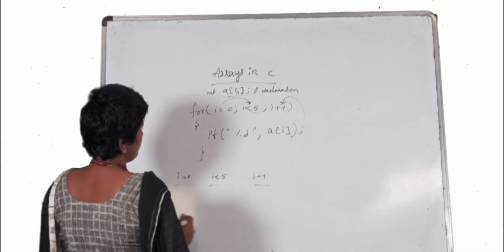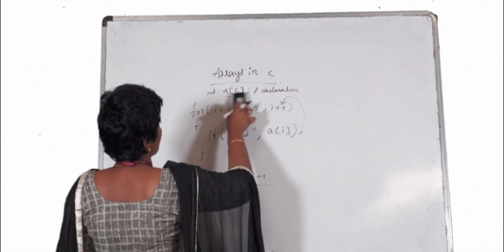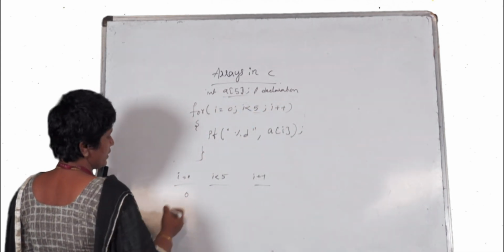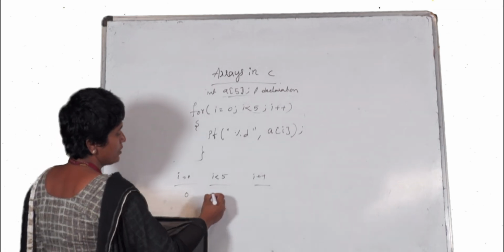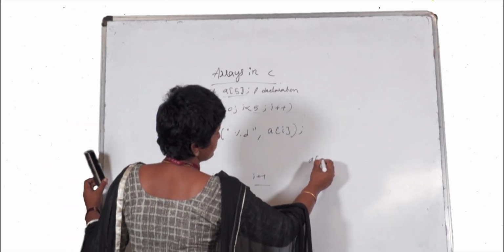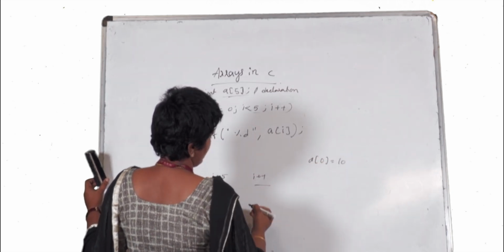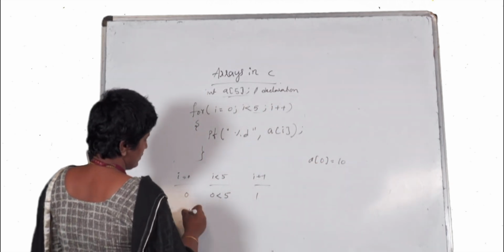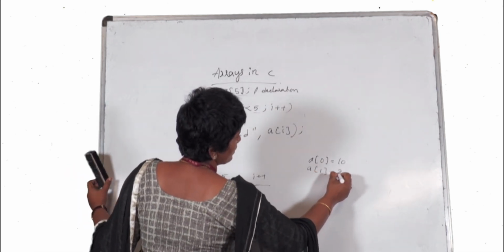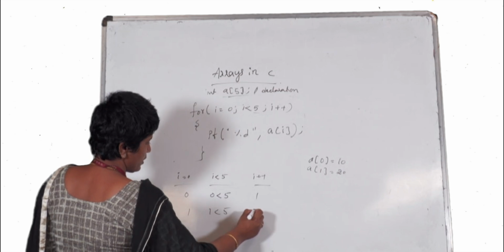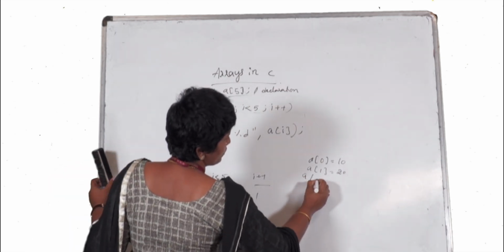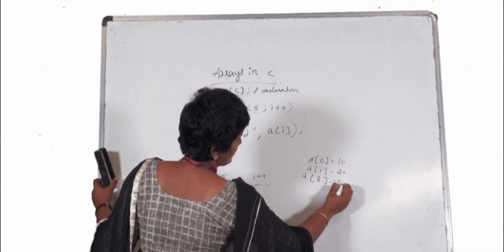So already we know the process of for loop. So i equals to 0 means initially we are taking the 0 value, 0 less than 5. This condition is true. Same thing, a of 0 equals to 10. Next i becomes 1, 1 less than 5. So it will print a of 1 value as 20. Next i becomes 2, 2 less than 5. This condition is true. A of 2 value is 30.